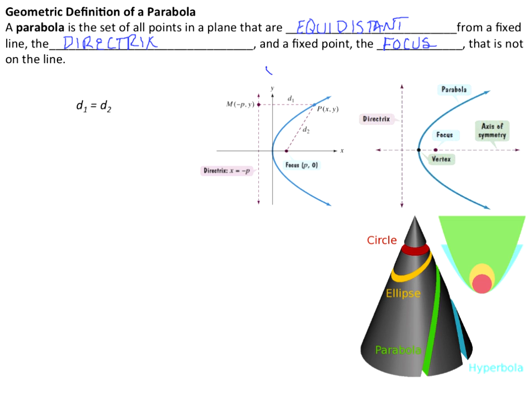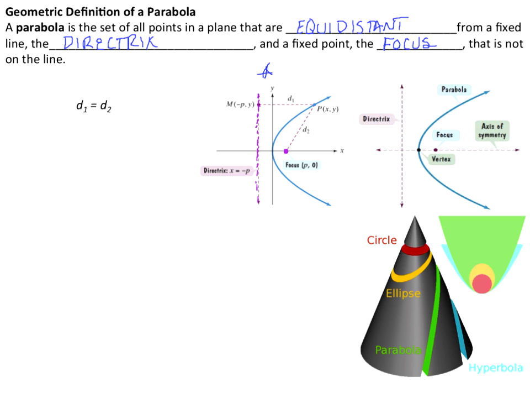So it's equidistant from the directrix and a fixed point, which you can probably assume is called the focus, just like it is with the ellipse and with the hyperbola. So this middle picture right here really gives us a better idea of what that's talking about. This dotted line is on the outside of the parabola. And then your focus is always going to live inside your parabola.